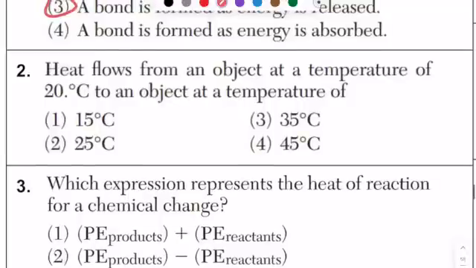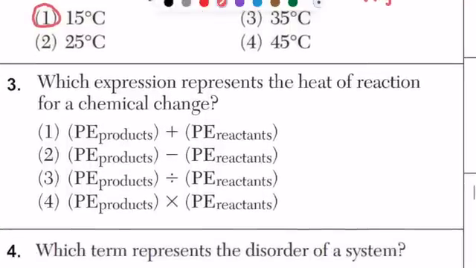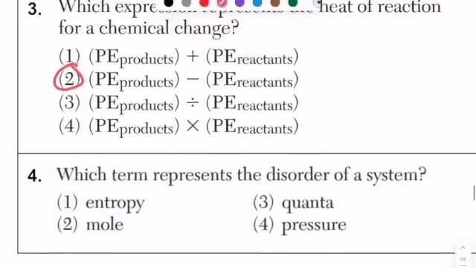Heat flows from an object at a temperature of 20 to an object at a temperature of what? Remember, heat always goes from high to low. So we are looking for something that is lower than 20, so that should be 1. The heat of reaction is always the heat of the products minus the heat of the reactants. Never the reactants minus the products.